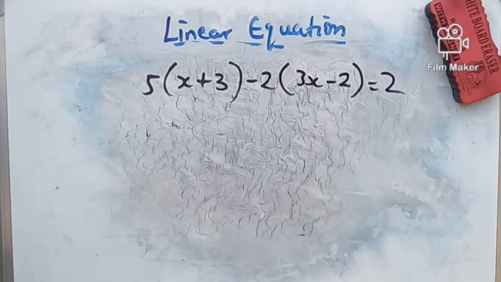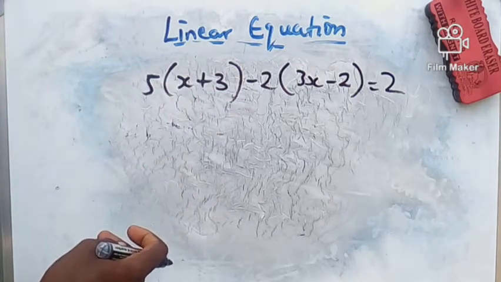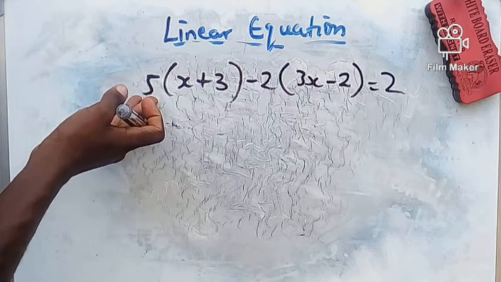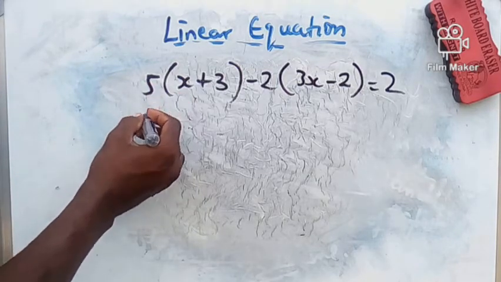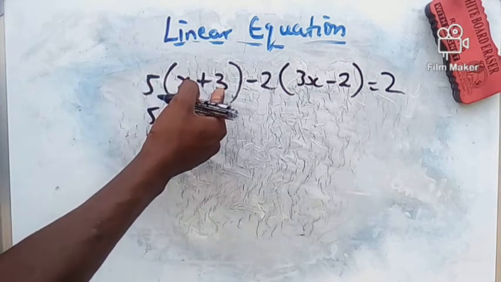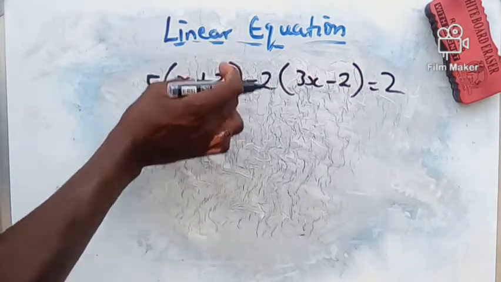To remove the bracket, we take the constant before the bracket and multiply everything inside that bracket. So we have the constant here, which is 5. We use 5 to multiply x, we have 5x. Use 5 to multiply plus 3, we have plus 15. And we are done with this one.